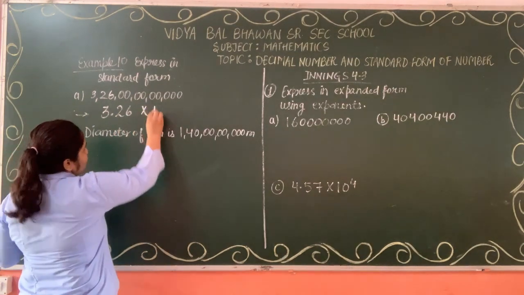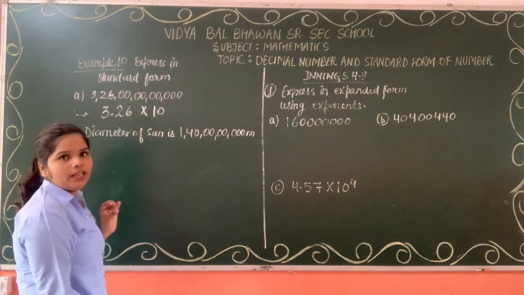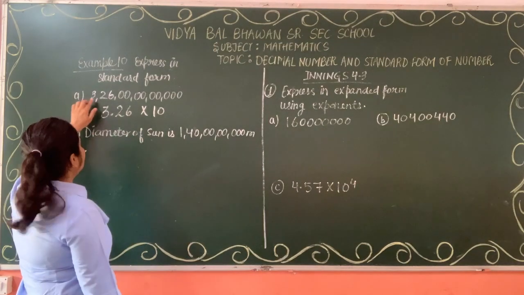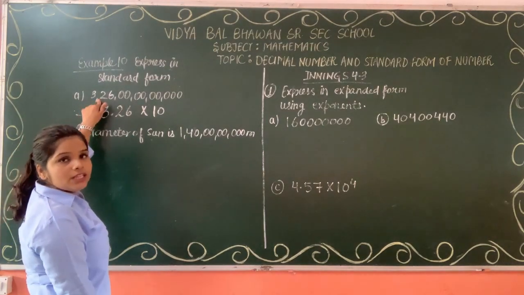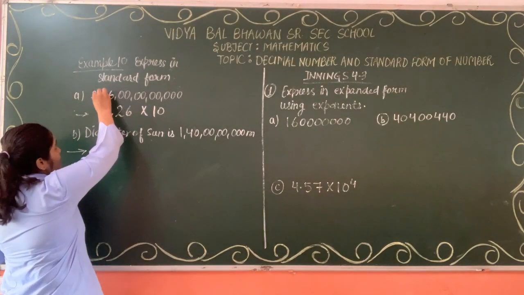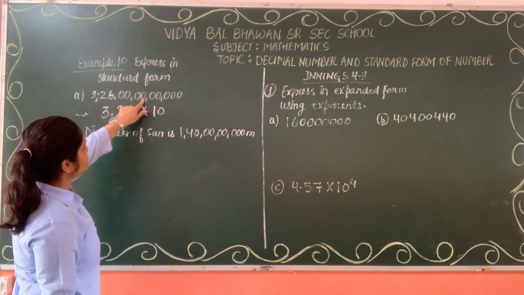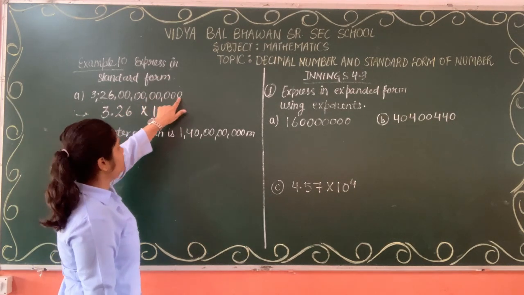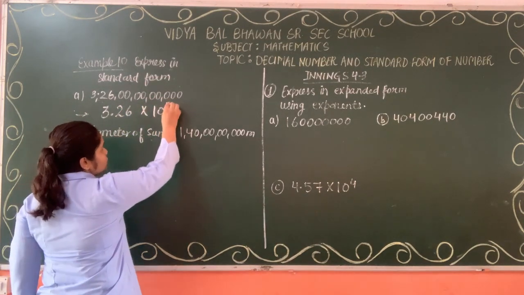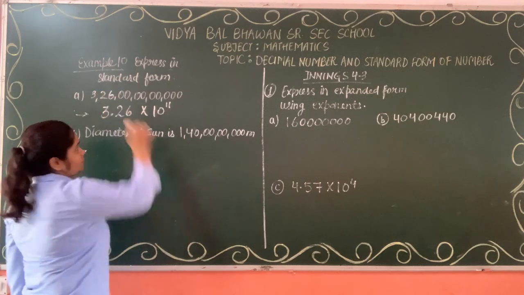After that, multiply it by a power of 10. Power will be the count of the number of digits after the decimal. Right now, here is the decimal. So 1, 2, 3, 4, 5, 6, 7, 8, 9, 10, 11. So it will be 10 raised to the power 11.